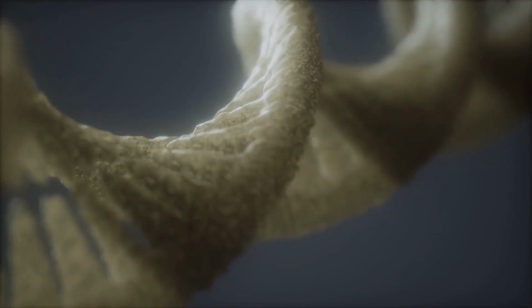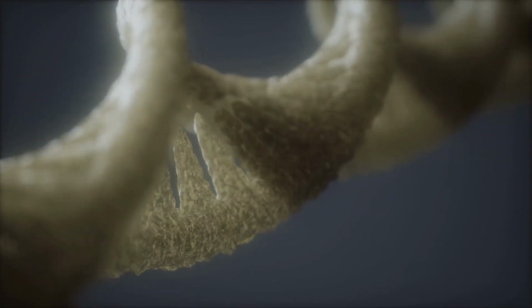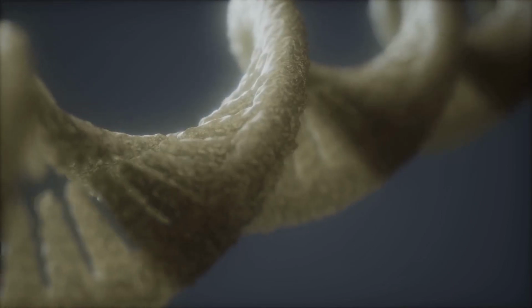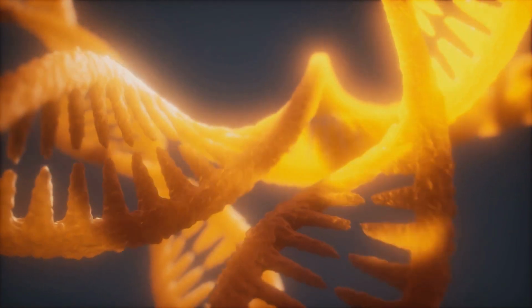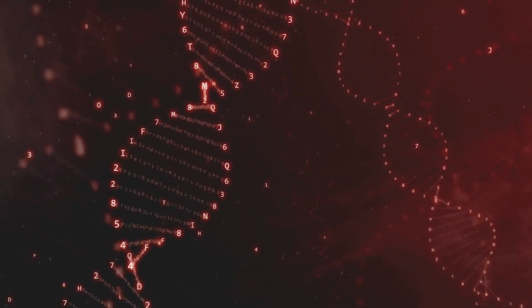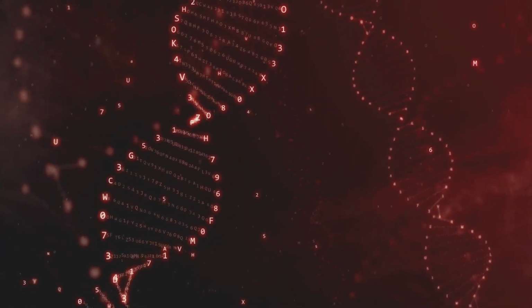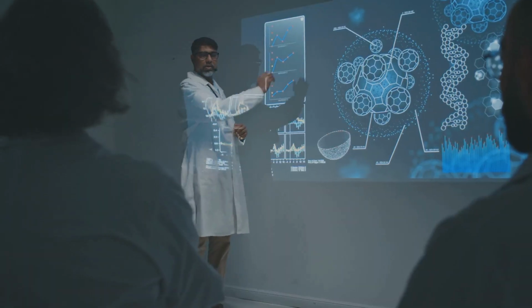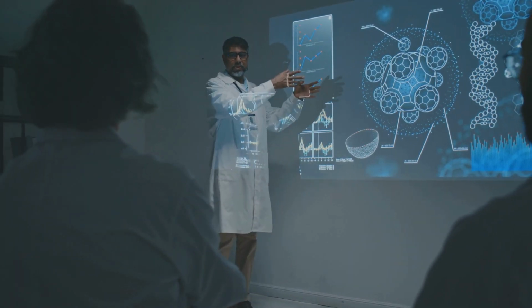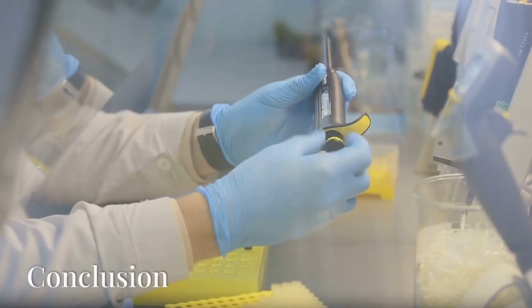To visualize these concepts, imagine DNA as a long, intricate book written in a four-letter alphabet: A, T, C, and G. A mutation is like a typo in this book. Some typos might go unnoticed, others could change the meaning of a sentence, and still others might rewrite an entire chapter. The significance of the typo depends on where it appears and how it alters the story.